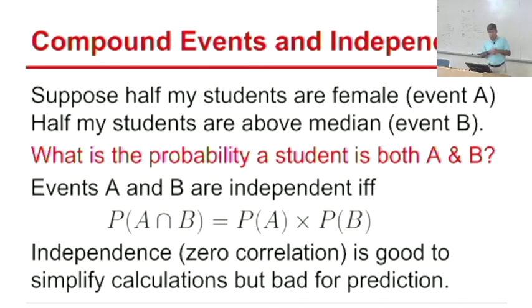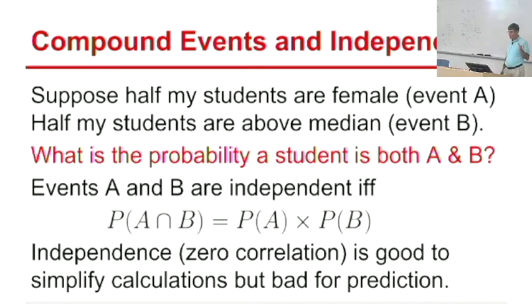Now, one thing we're going to worry about a lot in here is what we will call compound events. Probability theory has to be formally defined, and I'm going to try not to do it, so I may get into trouble. But imagine a universe of people. Let's say that half of them are female and half of them are male, and that every person is either above the median in grades or below the median in grades.